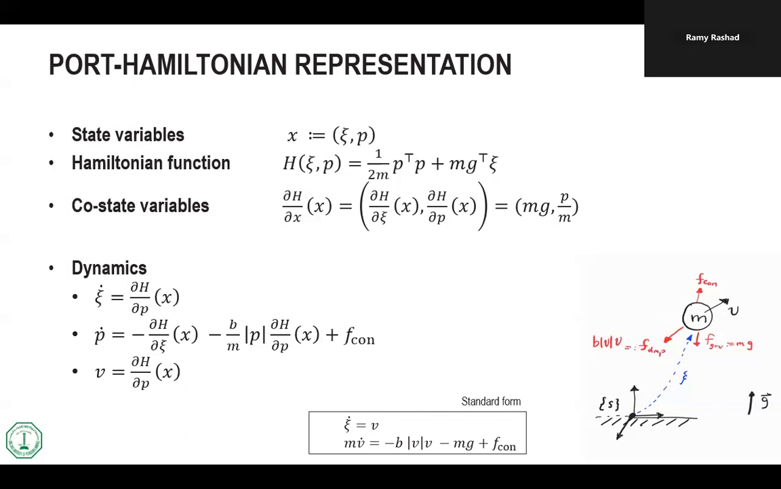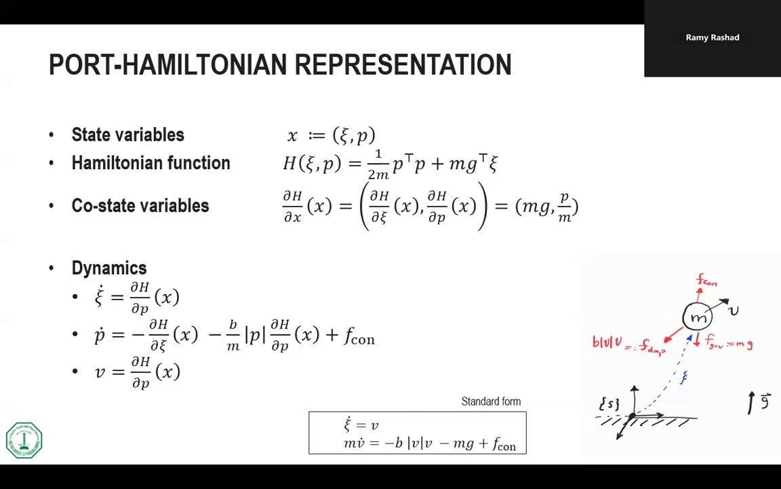The dynamics that we just discussed a while ago can be rewritten into these two forms, in terms of these gradients. You see clearly psi dot is equal to the gradient of H with respect to p, because it's equal to p over m, or the velocity, while p dot is equal to minus mg. So the minus mg is equivalent to minus the gradient of H with respect to psi.